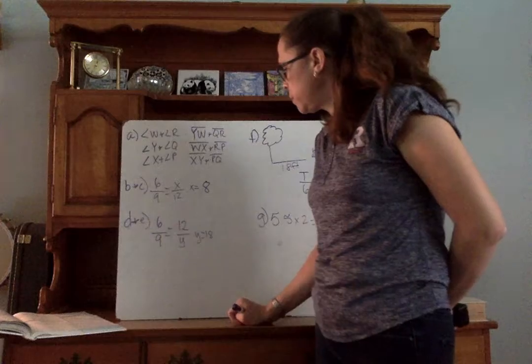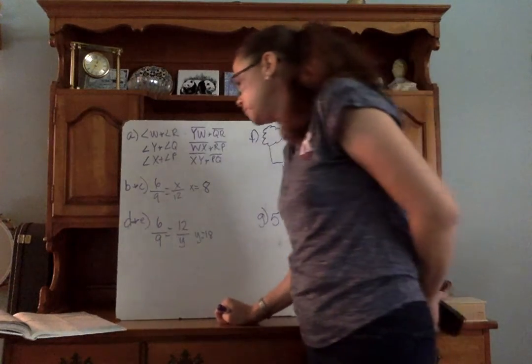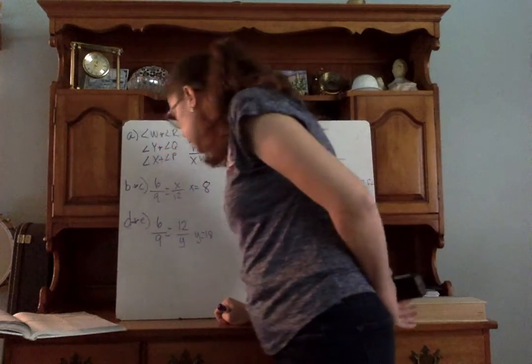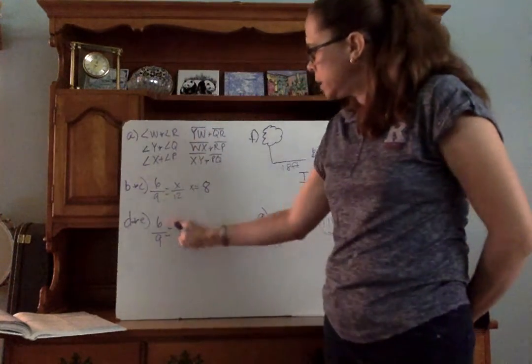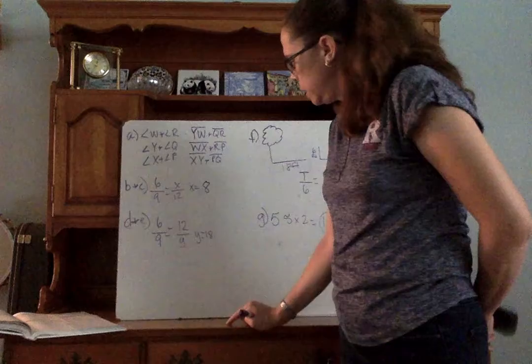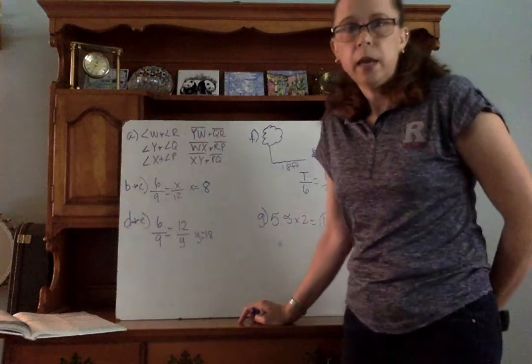On D and E, they wanted us to find how long Y is. So I said 6 is to 9 as 12 is to Y. Y equals 18.